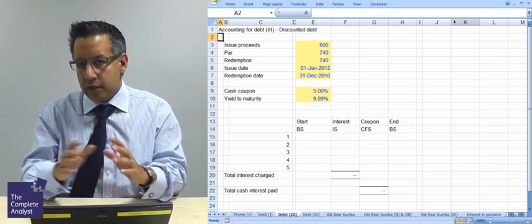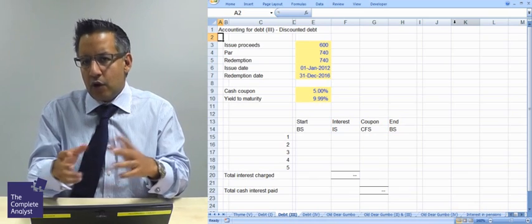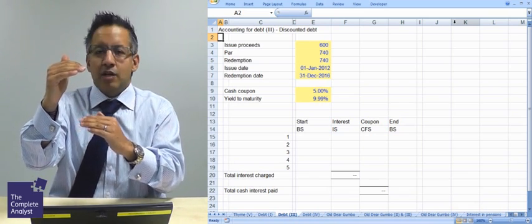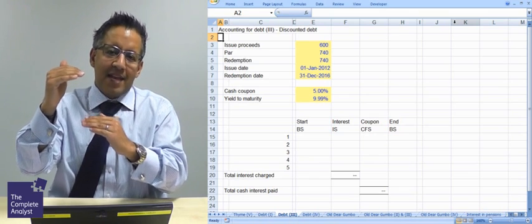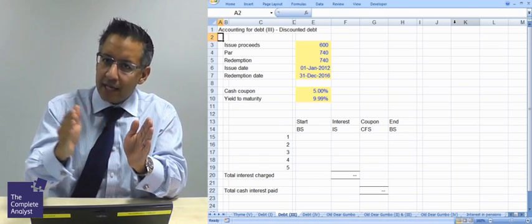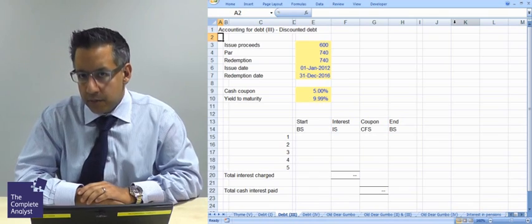But accountants love to spread things. They like to match the cost and the benefit together. So we've got the cost of the loan, the 140 million, I suppose, interest that we pay off in a lump sum at the end of the loan's life. They'll take that interest and they will spread it over the life of the loan. And they'll spread it by calculating a yield to maturity.